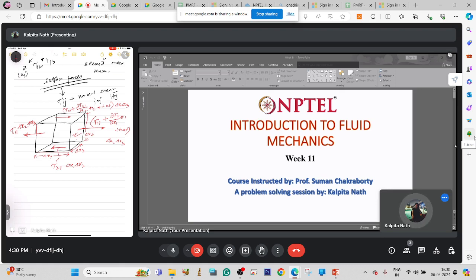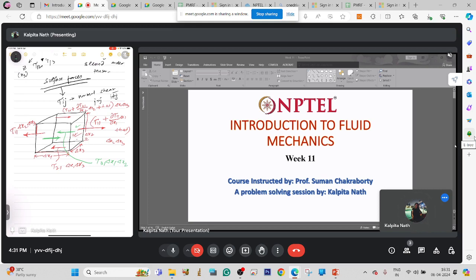Okay, now if you want to represent the z direction forces, let me take some other color. First we want to represent this outer face. So on this face, this will be tau 3 1 del x1 del x2.